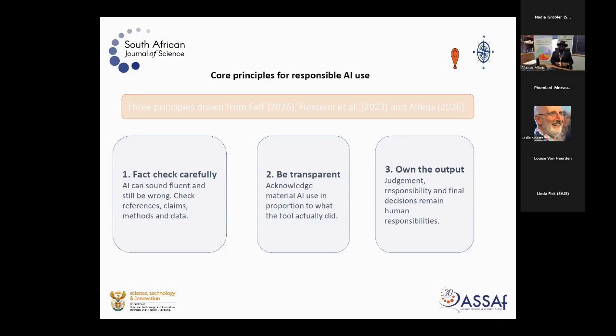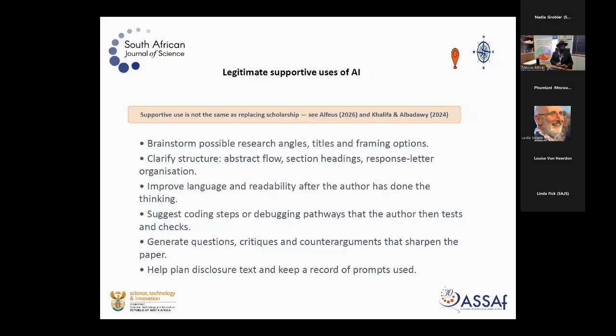And of course, AI is a tool. As an author or a researcher, you own the output. Make sure that whatever comes from the AI tool, you are able to stand by it and confidently explain it to an editor or a reviewer. Please make sure that the judgment, the responsibility, and the final decision remain human. So those are three core principles of the responsible use of AI.